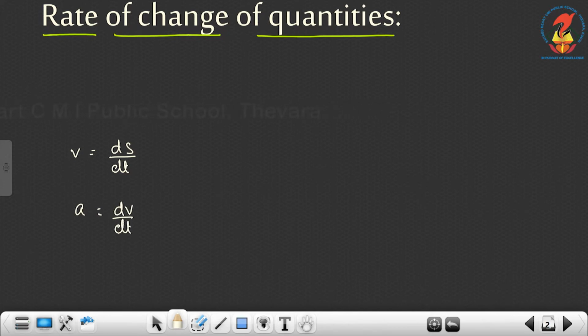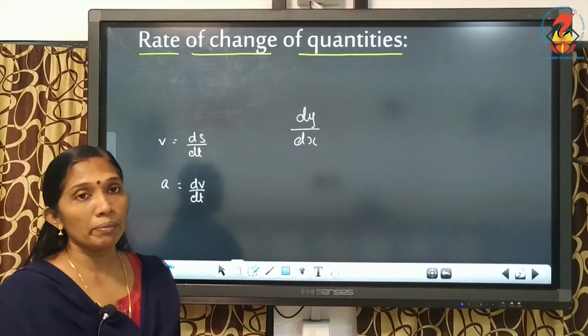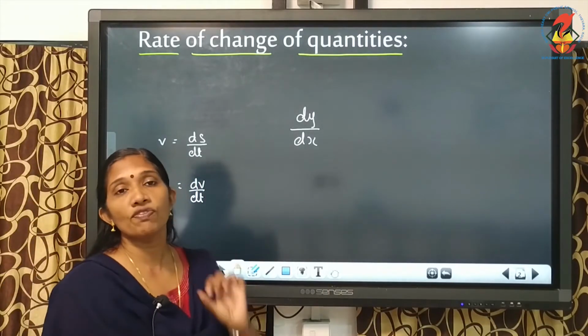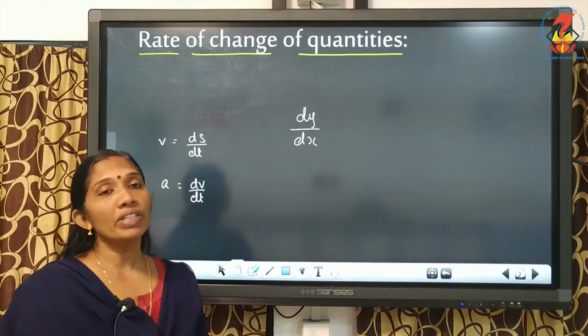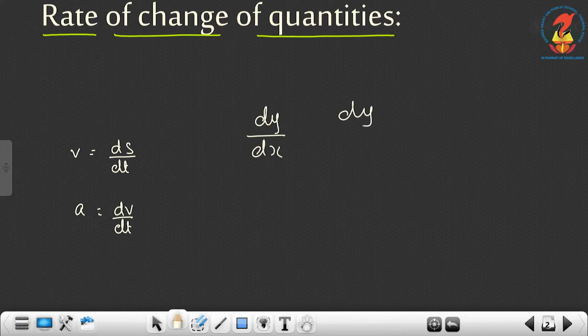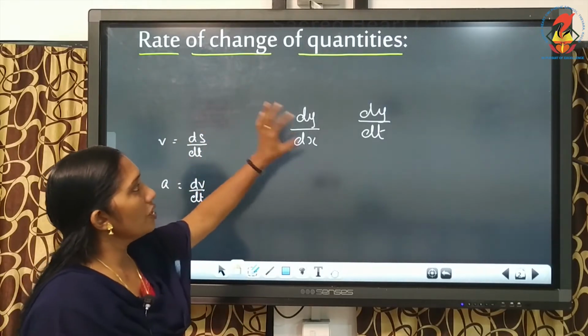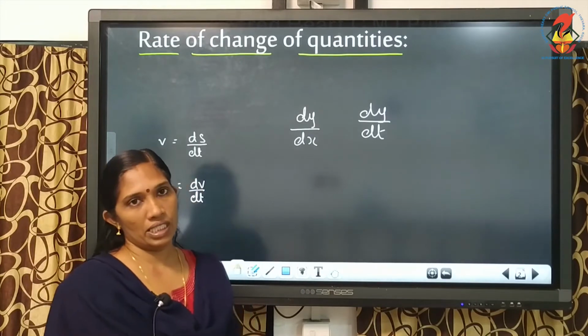So here dy by dx, what is the meaning of dy by dx? Dy by dx means the rate of change of y with respect to x. If it is dy by dt, it is the rate of change of y with respect to t. So we can find rate of change using this derivative.